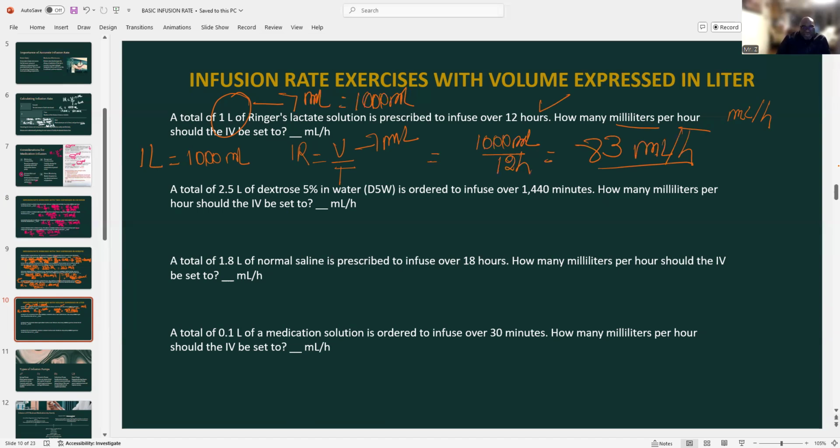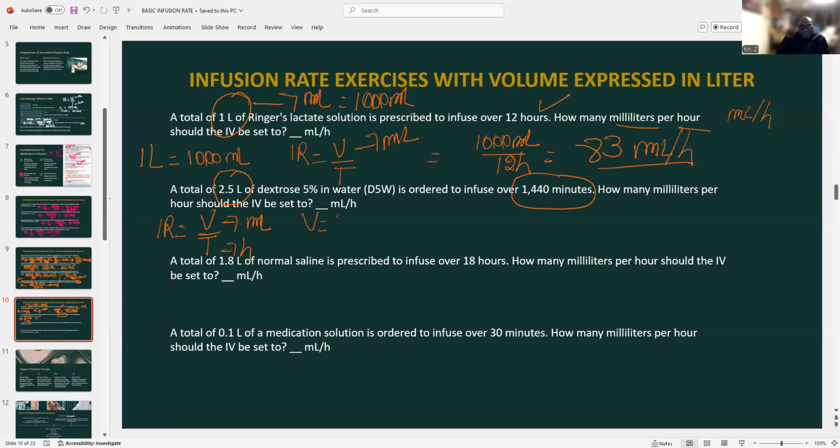Let's do number 2. We got 2.5 liter to be infused over 1440 minutes. We got a problem. Infusion rate, volume over time. That volume must be in milliliter. This time must be in hours. So number one, we gotta convert that volume to milliliter.